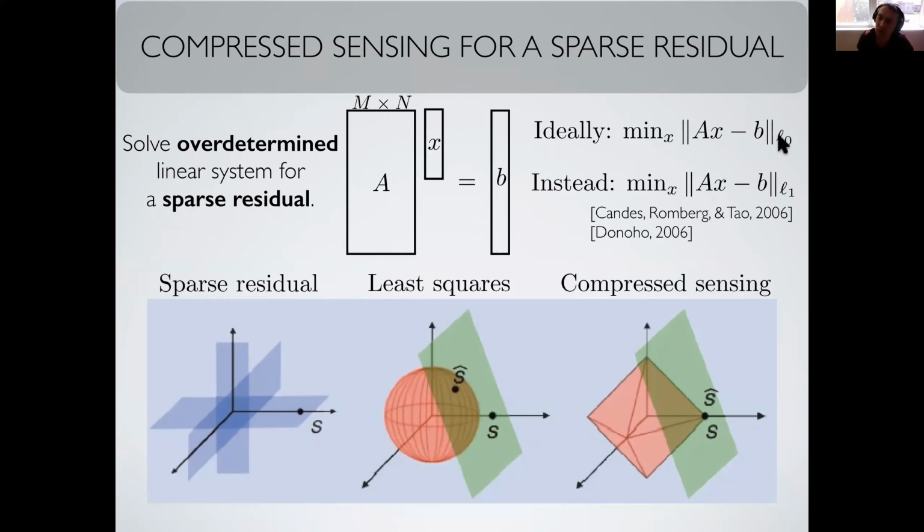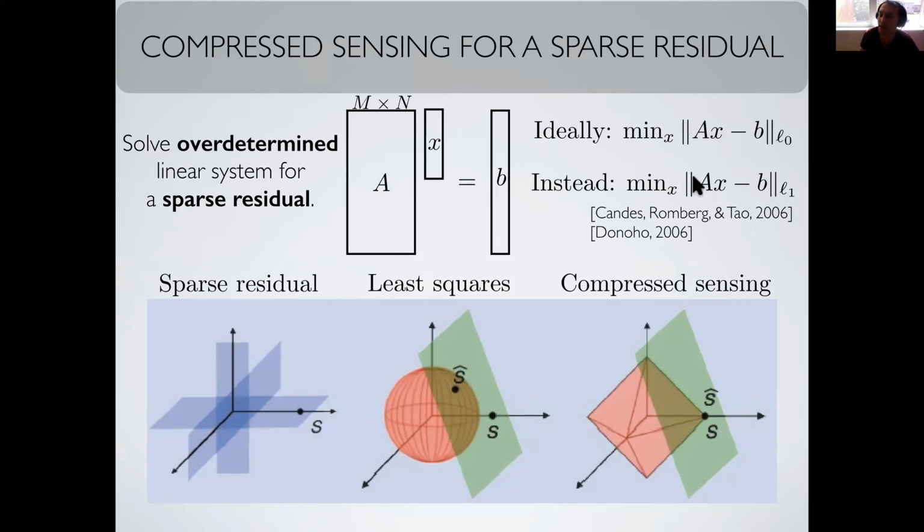Of course, in compressed sensing, this problem means you want to solve it in the measure where you're counting the number of non-zero entries in the residual. And the idea of compressed sensing is to change that to the L1 norm and solve this problem instead.